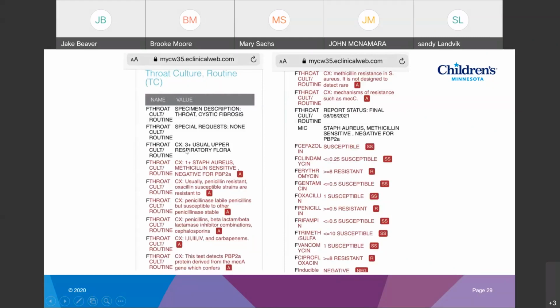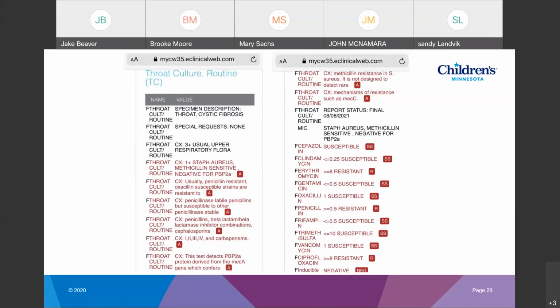In the upper left corner, it shows 3+ usual upper respiratory flora, and then it shows that there's 1+ Staph aureus. There's a lot of information in the left-hand column that's important to me as a provider, but really as a parent doesn't mean anything. If you move to the right-hand column, you'll see a list of antibiotics on the left side, and it tells us which are susceptible and which are resistant. So as I mentioned, if your child were to have a pulmonary exacerbation, we would look at this and choose the appropriate antibiotic to treat the infection.